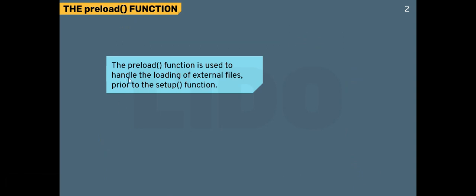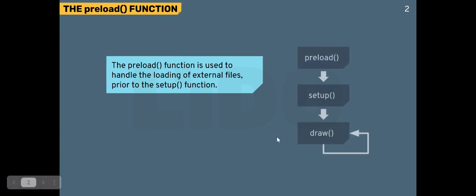Now the preload function. Let's see the preload function. The preload function is used to handle the loading of extra files before the setup function. First it preloads, then it sets up, then it draws, then we get the output.